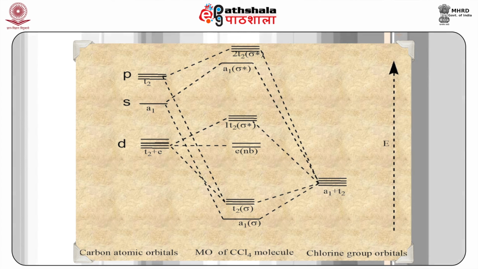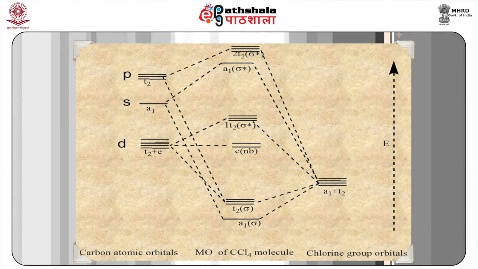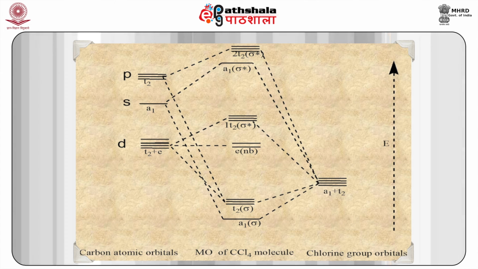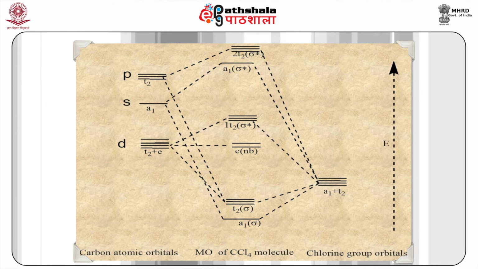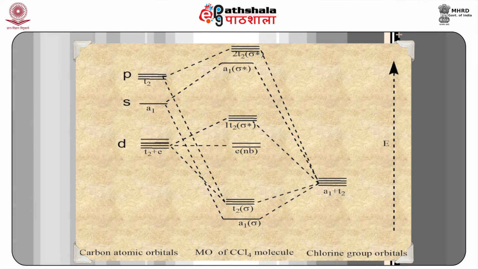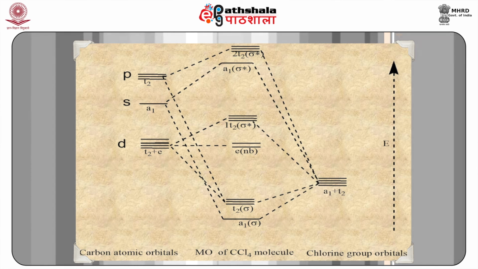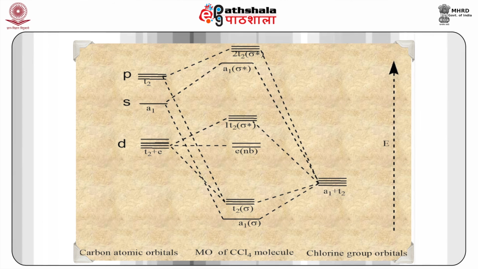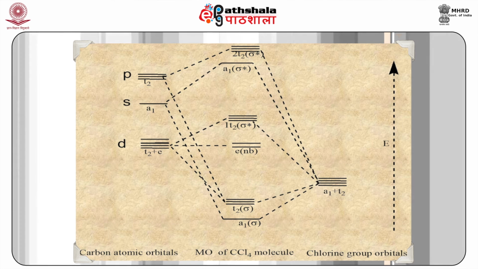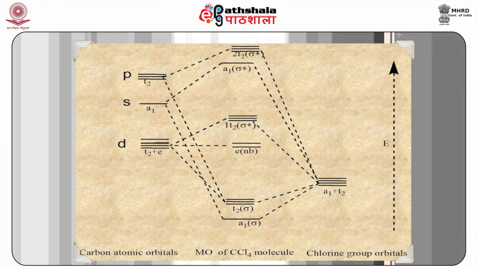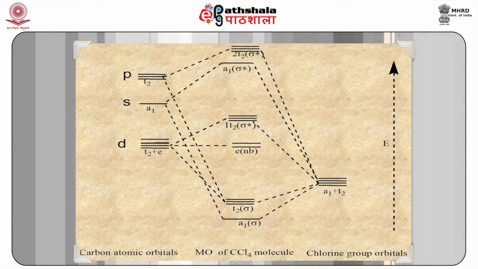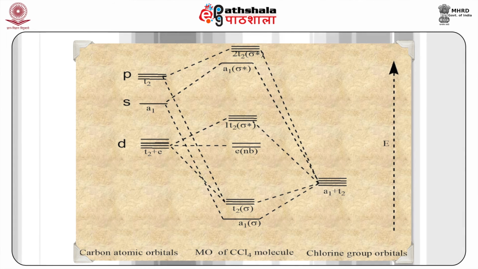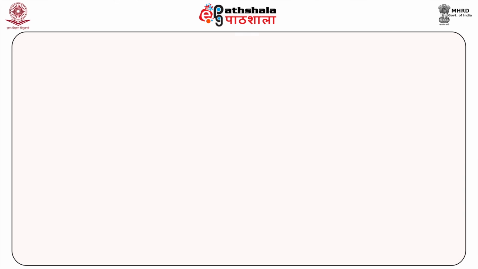Now again following the same rule, we take the symmetries of the valence orbitals on the left hand side and the symmetries of the LGOs on the right hand side, and match these LGOs and valence orbitals of right symmetry and right energy, and we get the MO diagram in this manner. The electrons are filled up again as per the rules we follow for atomic orbitals.